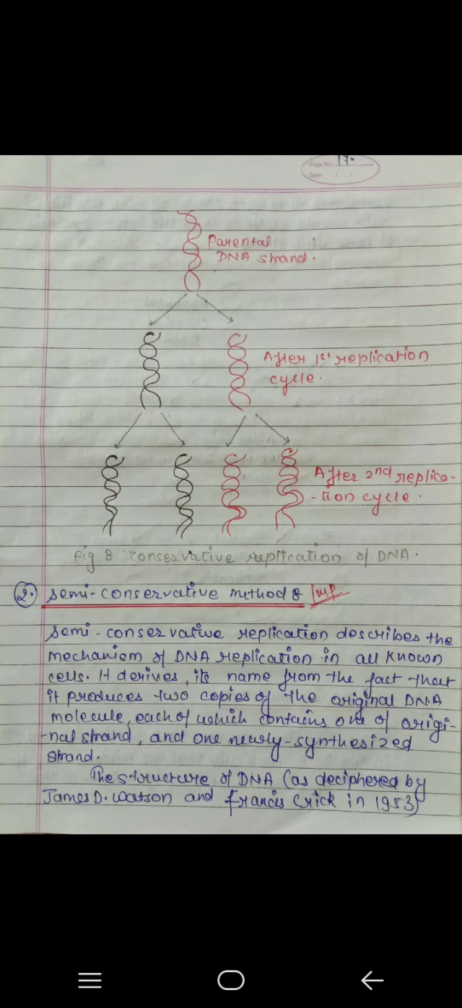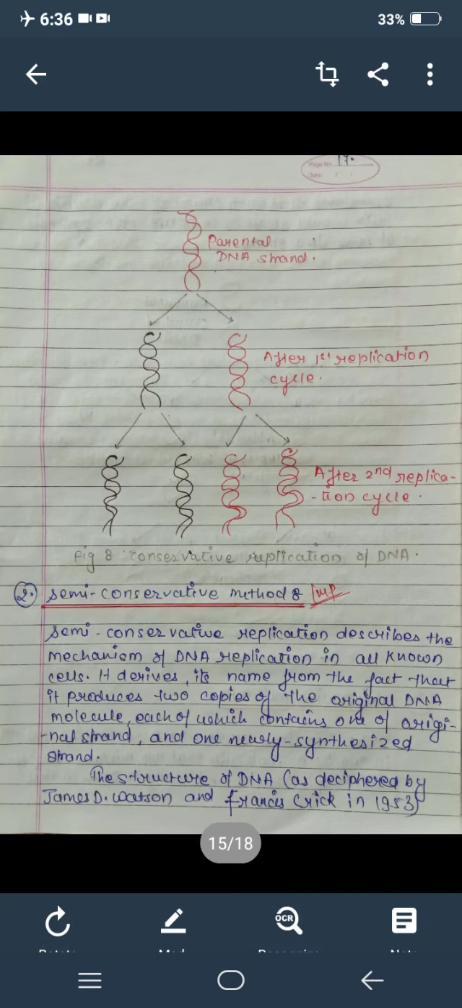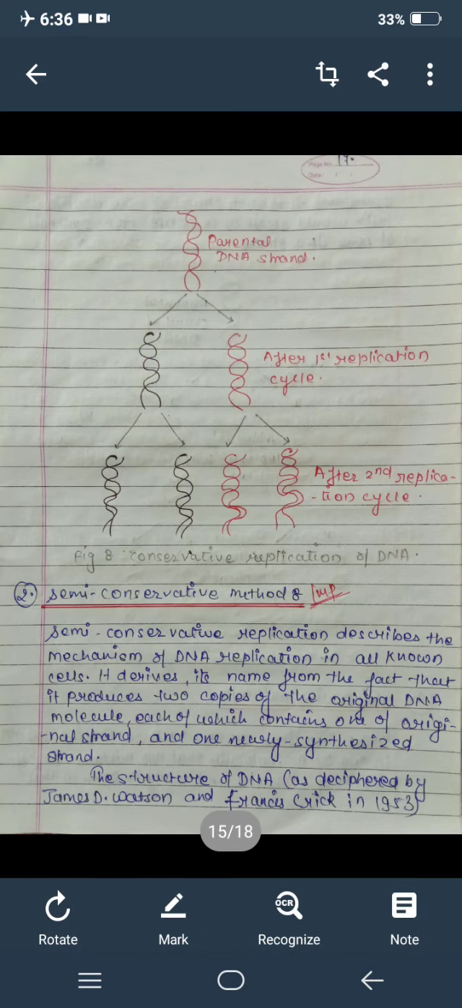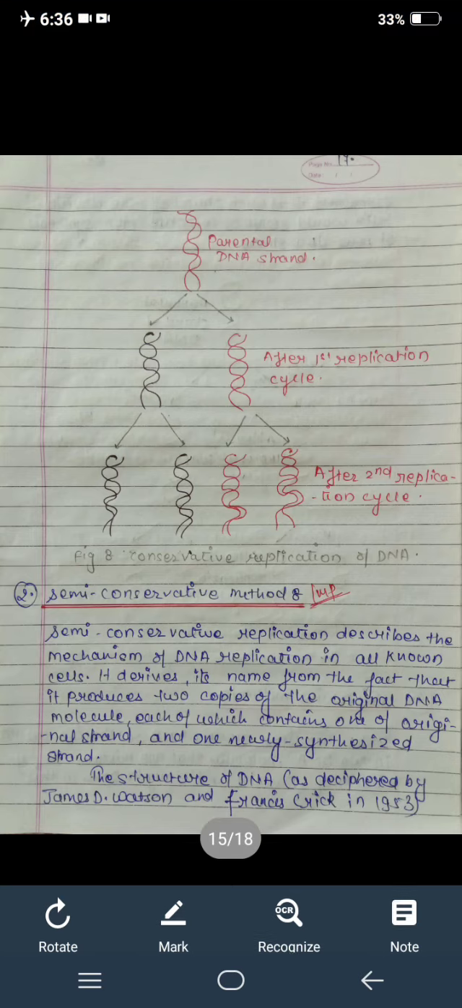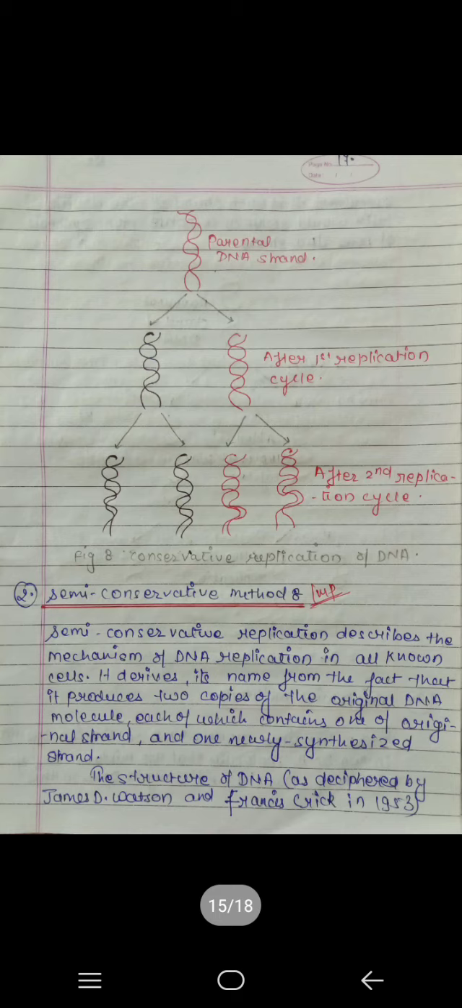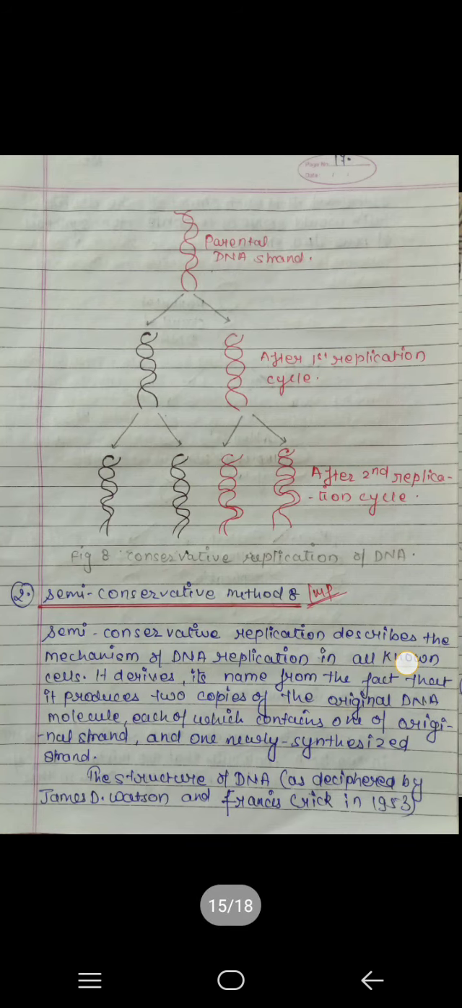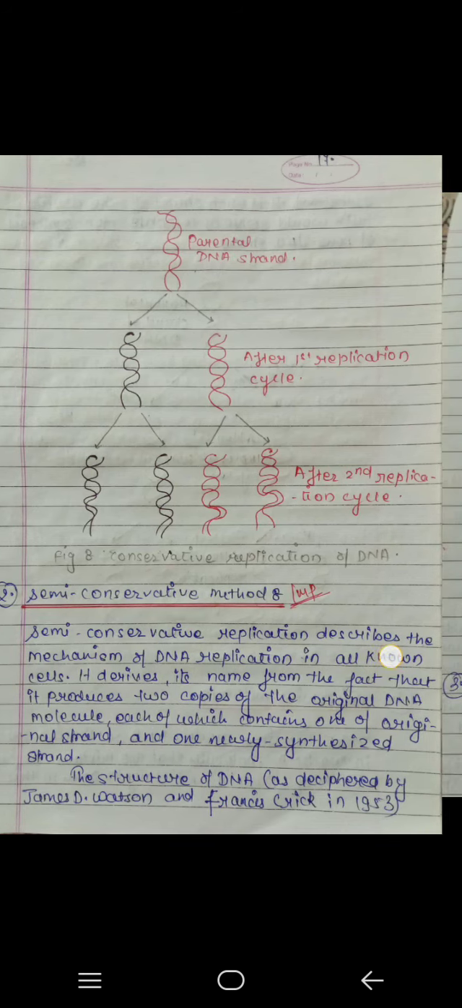Semi-conservative method. Semi-conservative replication is very important. It describes the mechanism of DNA replication in all known cells. It derives its name from the fact that it produces two copies of the original DNA molecule, each of which contains one of the original strands and one newly synthesized strand. The structure of DNA is described by this method only.